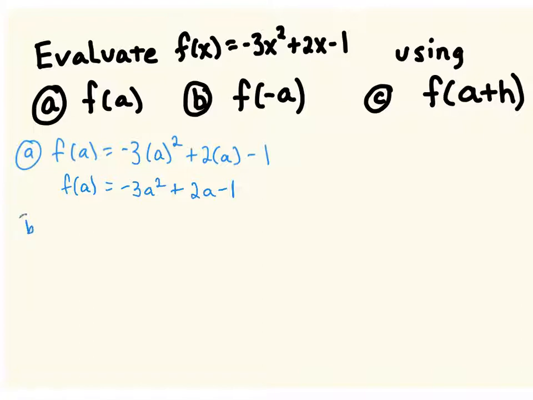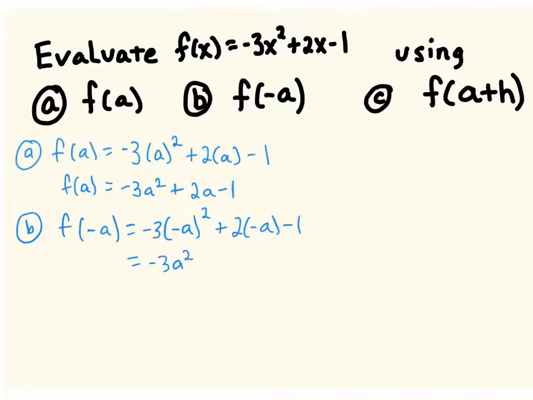Now, if we have the same, except now we're putting in negative a, so in this case we have negative 3 times an inputting negative a that is getting squared, plus 2 times negative a. Okay, now in this case you have to remember that since the negative is inside parentheses with the power affecting everything in parentheses but not the negative 3, then what we'll have here is negative 3 times negative a squared, which becomes positive a squared.